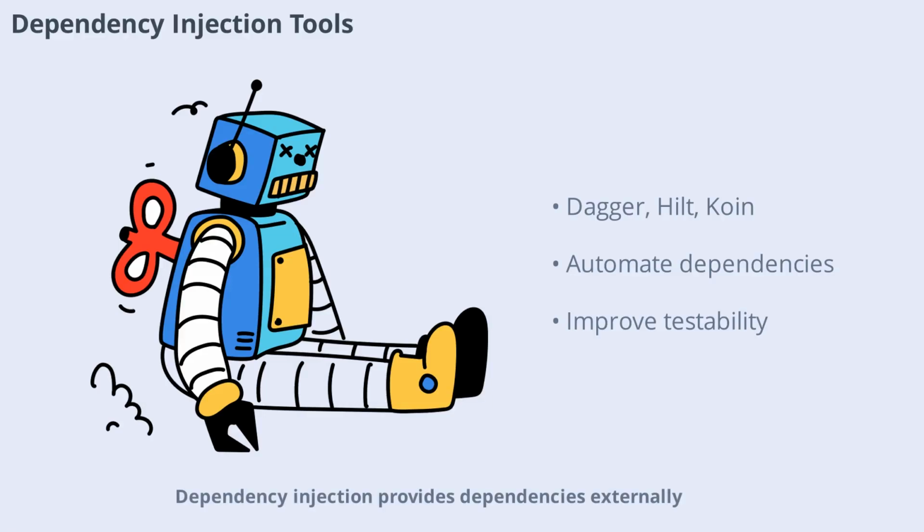Dependency injection provides dependencies externally, improving testability and flexibility. Popular tools include Dagger, Hilt, and Koin. These frameworks automate dependency management, reduce boilerplate, and support modularization. Mastering dependency injection is essential for building scalable and maintainable Android applications.